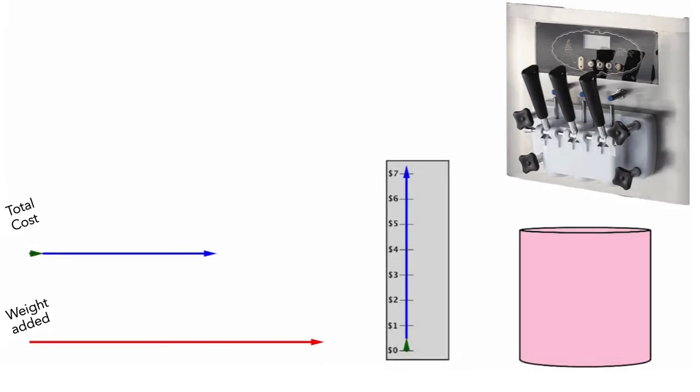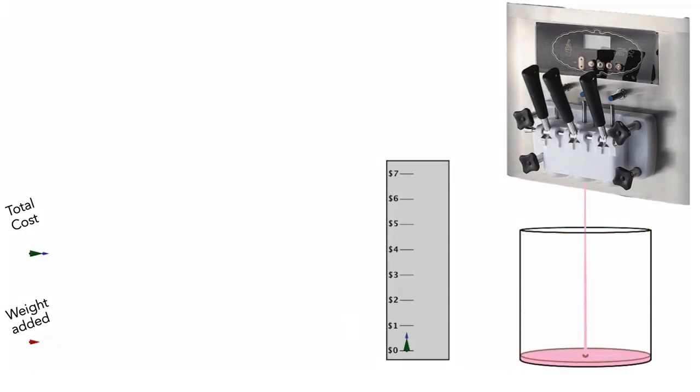Let's rewind this to the start of the dispensing. Now I'll show this again. As the animation plays, think about how the weight of the yogurt, which is the length of the red arrow, and the additional cost, which is the length of the blue bar, are changing with respect to each other.